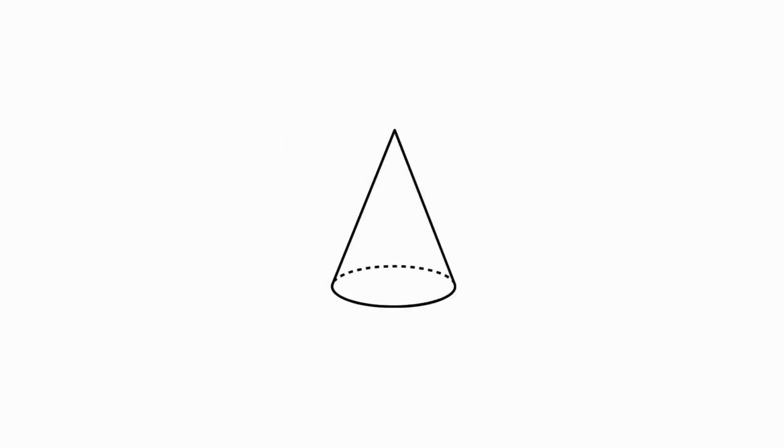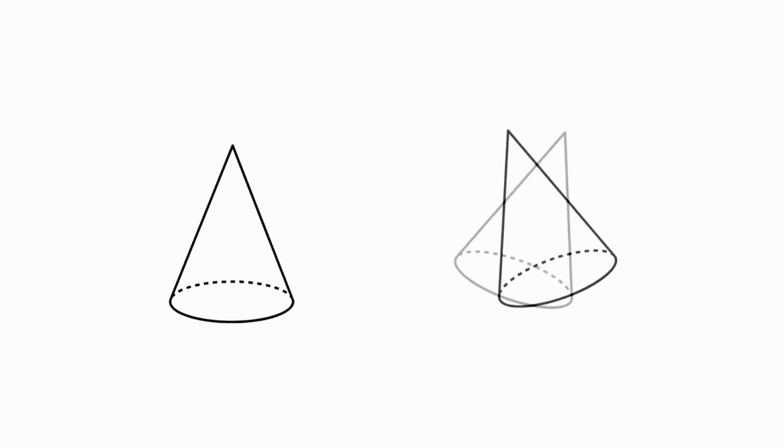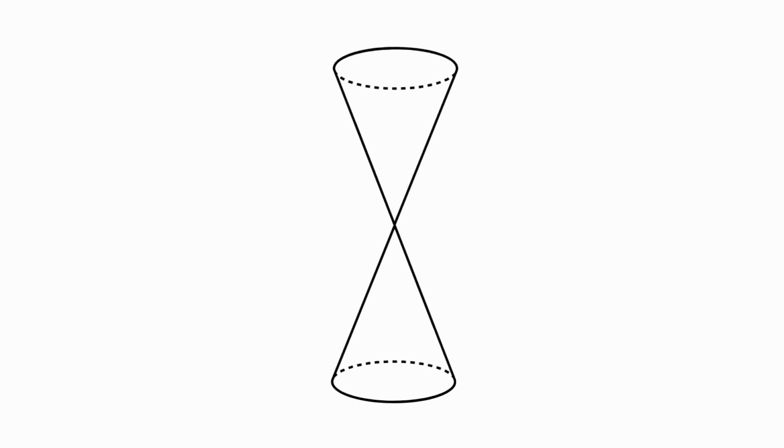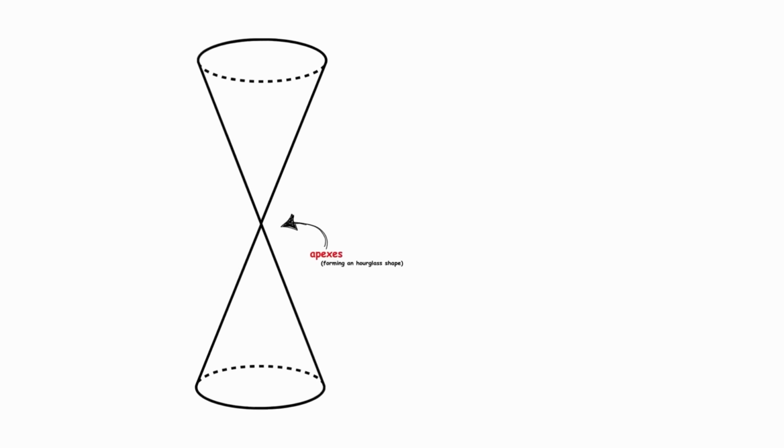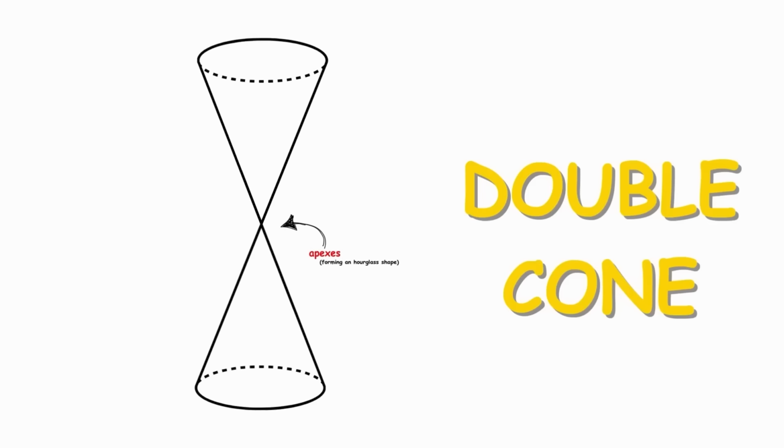Conic section. Let's take two hollow cones, one of them an upside-down copy of the other. We'll place them so that their apexes, or tips, touch, forming an hourglass shape. Then let's imagine that each cone extends infinitely away from its apex. What we are left with is an object called a double cone.